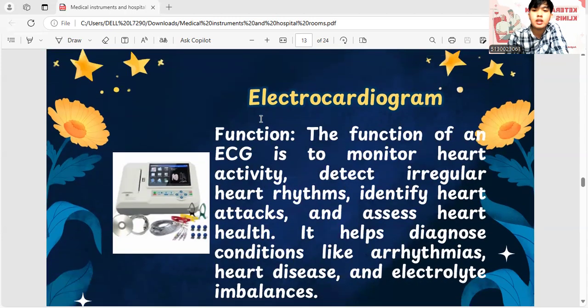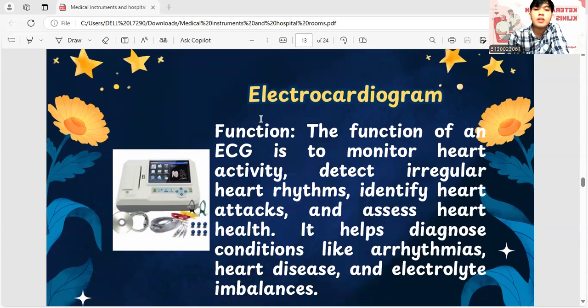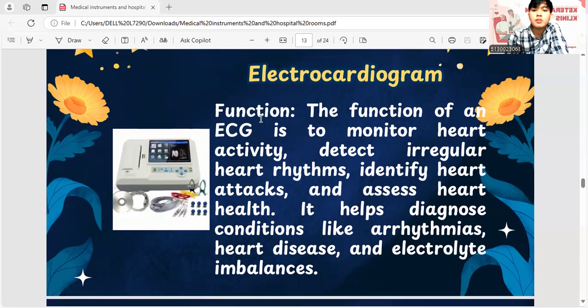Electrocardiogram function. The function of an electrocardiogram is to monitor heart activity, detect irregular heart rhythms, identify heart attacks, and assess heart health. It helps diagnose conditions like arrhythmias, heart disease, and electrolyte imbalances.